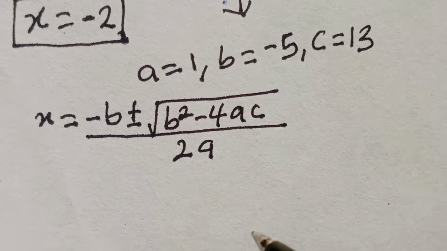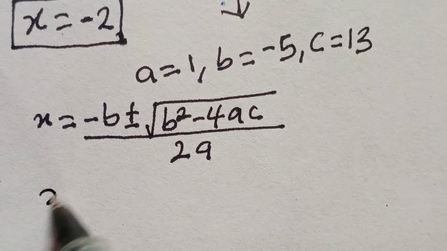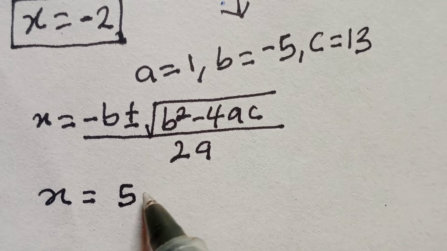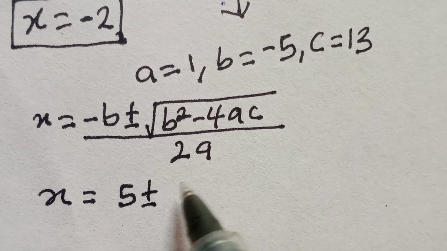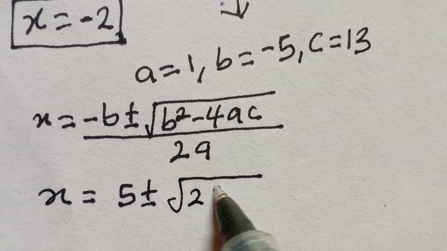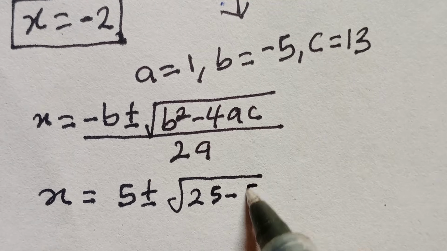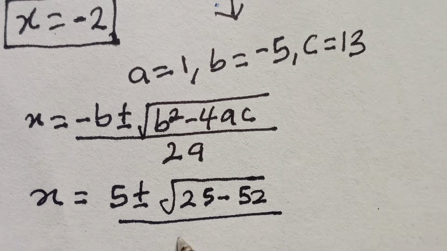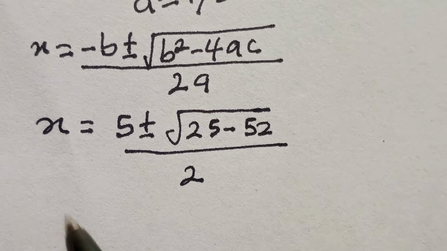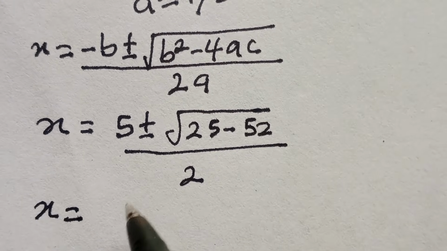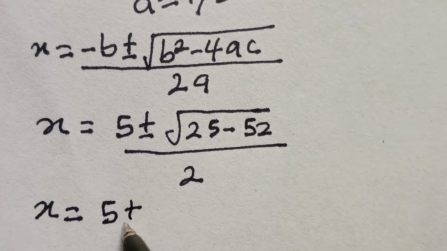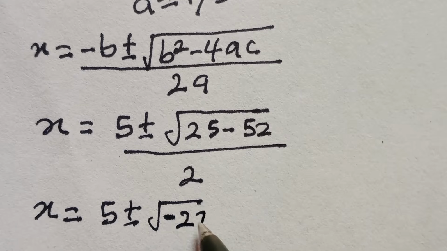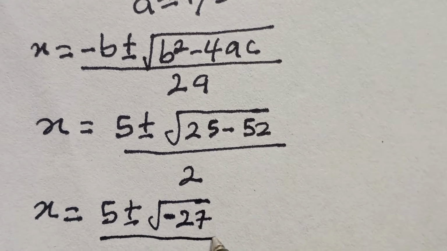So from here, our x will now be equal to 5 plus or minus square root of 25 minus 52, divided by 2. So therefore, x will now be equal to 5 plus or minus square root of minus 27, divided by 2.